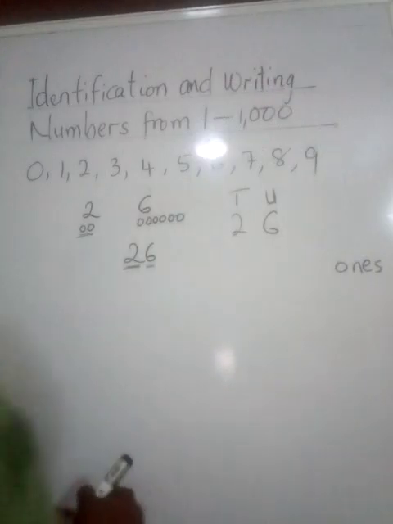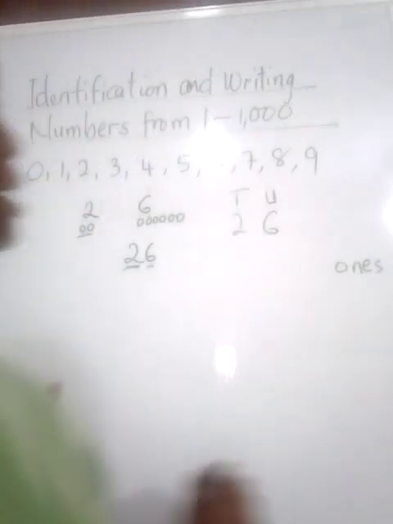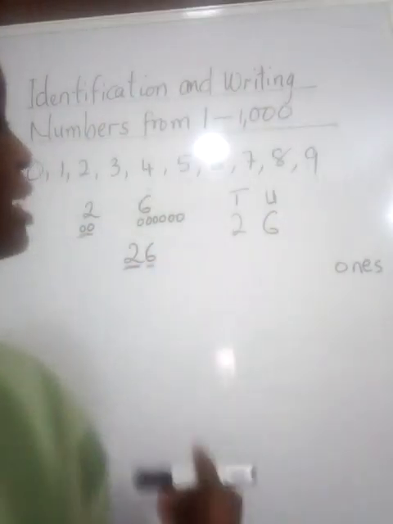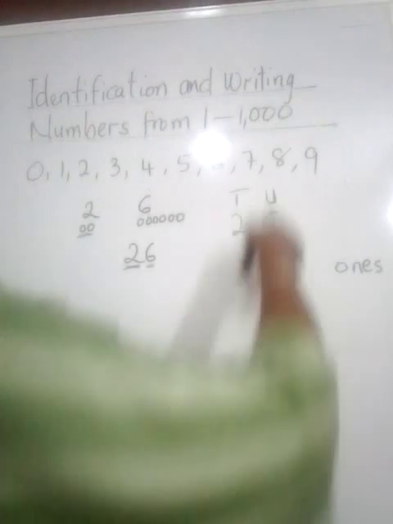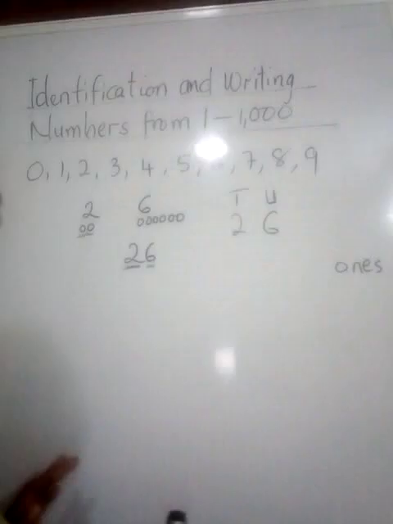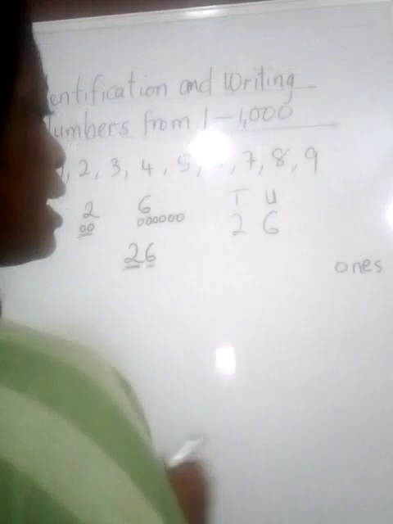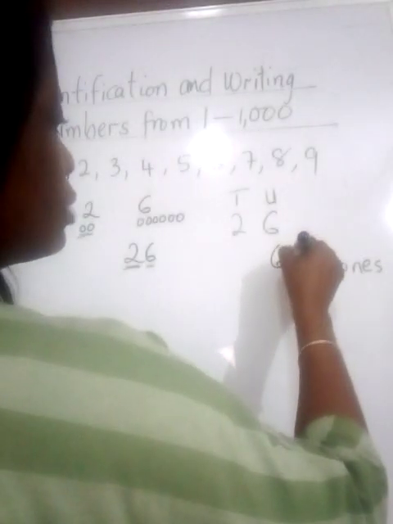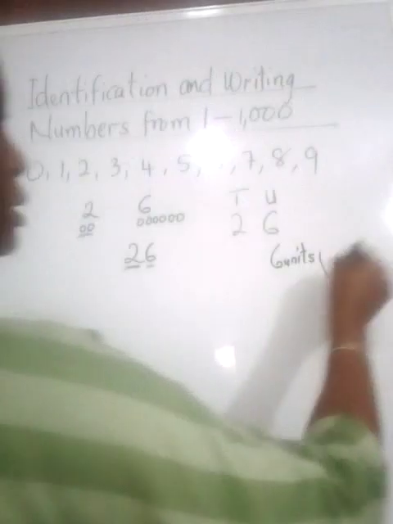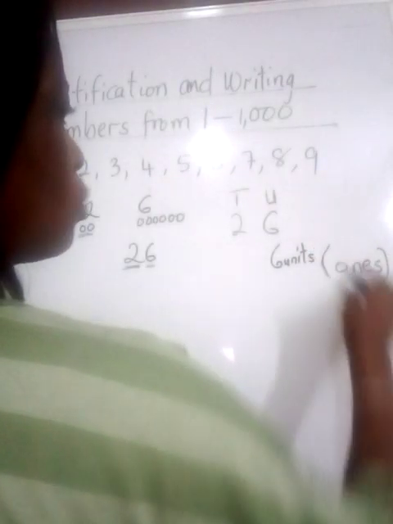So for units it is the same. Unit is unit. 6 under unit is still 6. It still has a value of 6. 2 under unit still has the value of 2. 1 under unit is still 1. So this 6 here is 6 units or 6 ones.